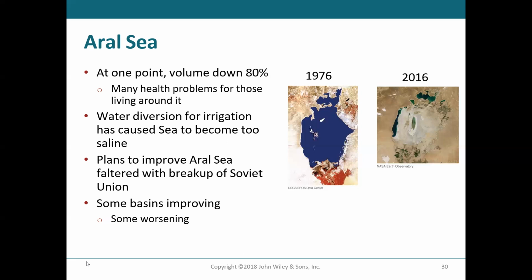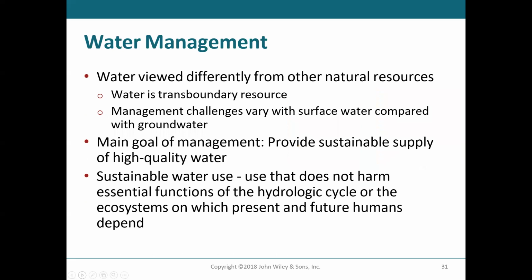What we have seen is that there have been some improvements, yet the Southern Aral Sea has not had any restoration efforts. It has become saltier, and in the eastern part of the basin, because of this, it has completely dried up. So it's very unfortunate. As you see, the northern part, to the west, has been able to receive restoration. But it's crazy to see the difference between 1976 and 2016. Water management.